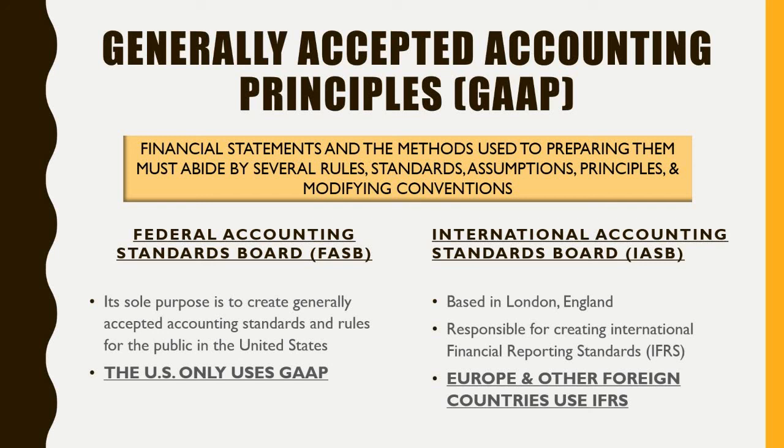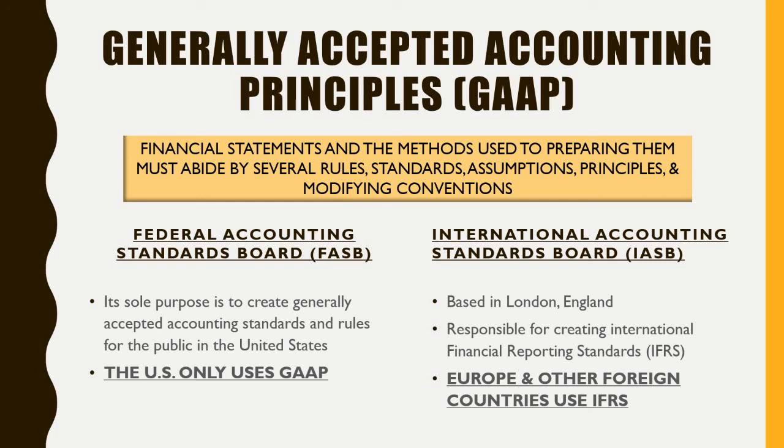Now, who invents these rules? It's going to be the FASB, okay? The Federal Accounting Standards Board, FASB for short. They are the ones who actually get together and establish, create, and modify these rules over time. And of course, living in the United States, FASB and generally accepted accounting principles, they created these rules specifically for the United States only.